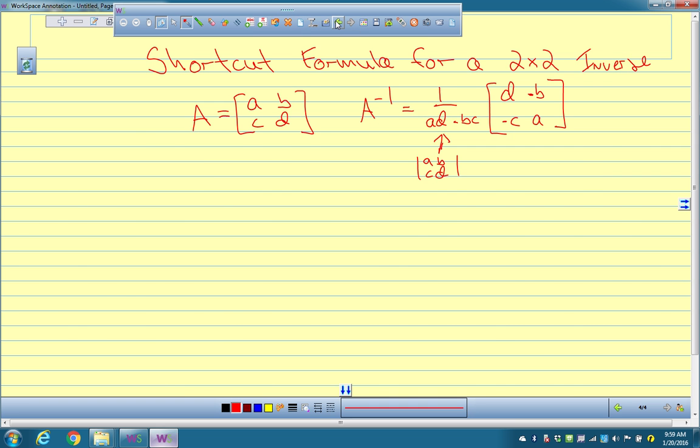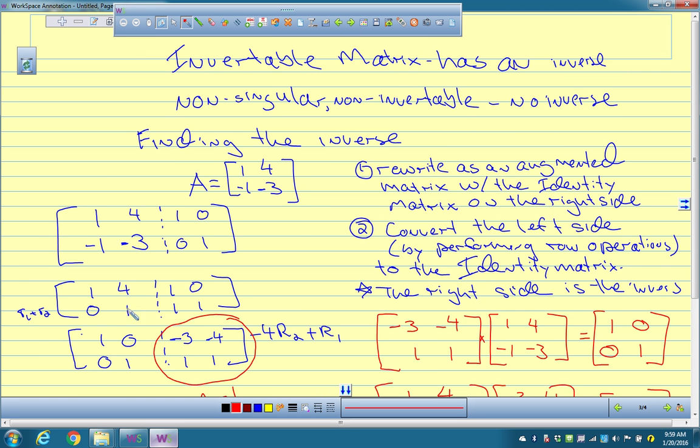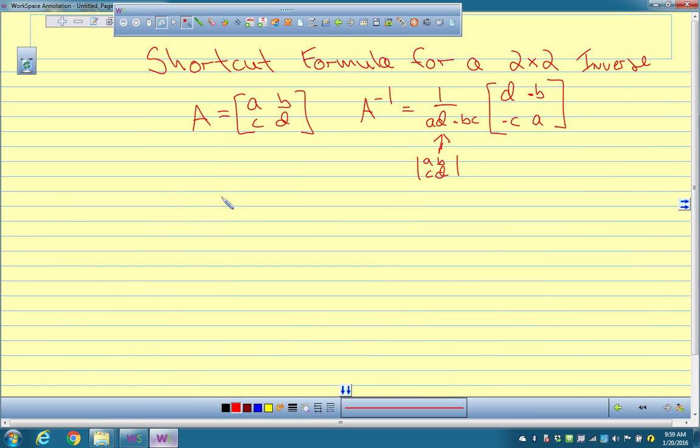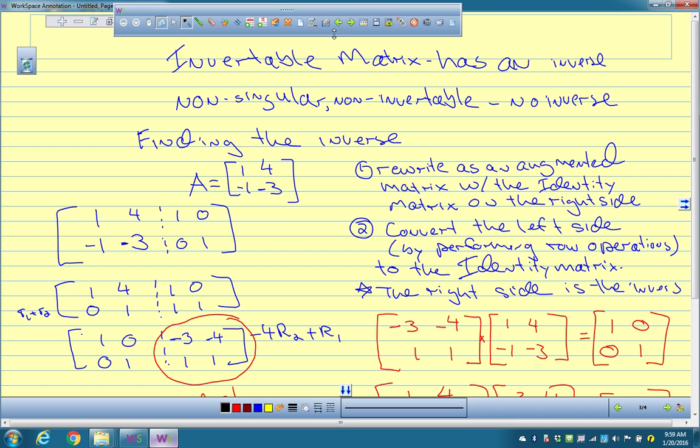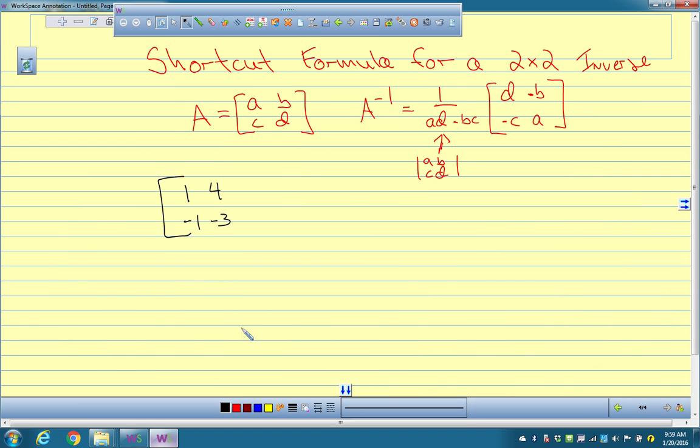So going back, let's just look at this one. What was it? 1, 4, negative 1, negative 3. Was that right? Did I do that right? Yeah, 1, 4, negative 1, negative 3.